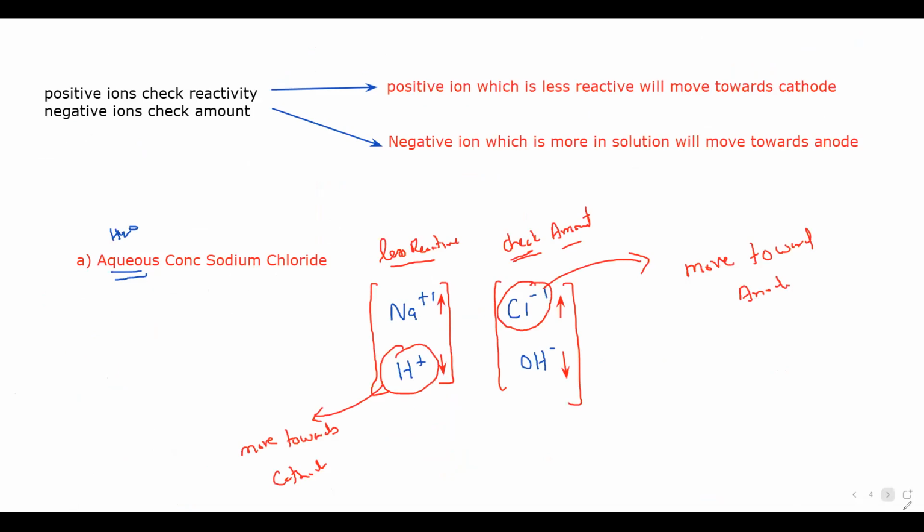So whenever we are doing electrolysis of aqueous concentrated sodium chloride, the hydrogen ions move towards the cathode, chloride ions move towards the anode. And what happens to the electrolyte? What will be the change in electrolyte, meaning what are we left with? We are left with sodium ion and hydroxide ion. So the electrolyte will turn into sodium hydroxide. Is it clear, this electrolysis?